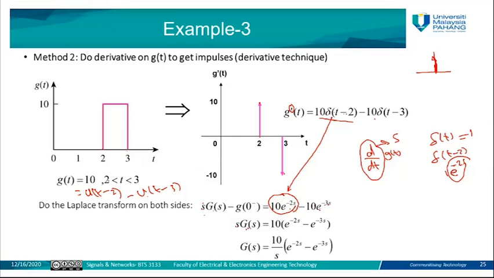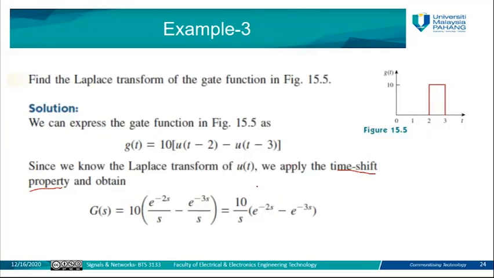So sG(s) will give you 10, then you simplify this one. If you want to find G(s), which is the Laplace of g(t), you need to divide over s, so it becomes 10 over s times exponential negative 2s minus exponential negative 3s. It is the same value that you have in this case. This is just to show how you can apply the different properties of Laplace in order to calculate the value of the Laplace transform.